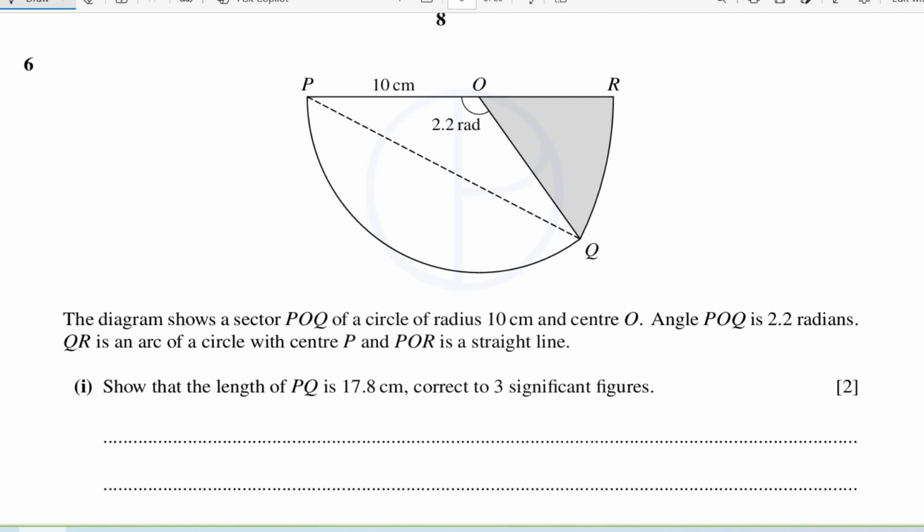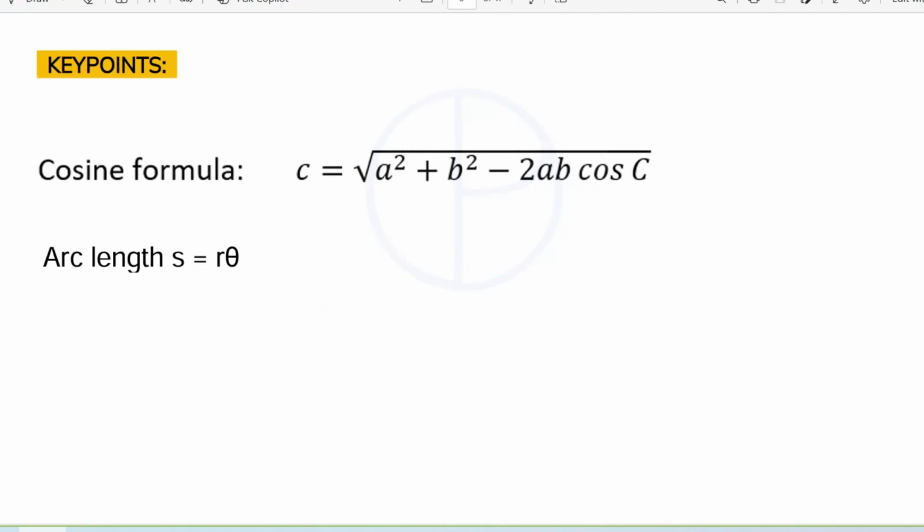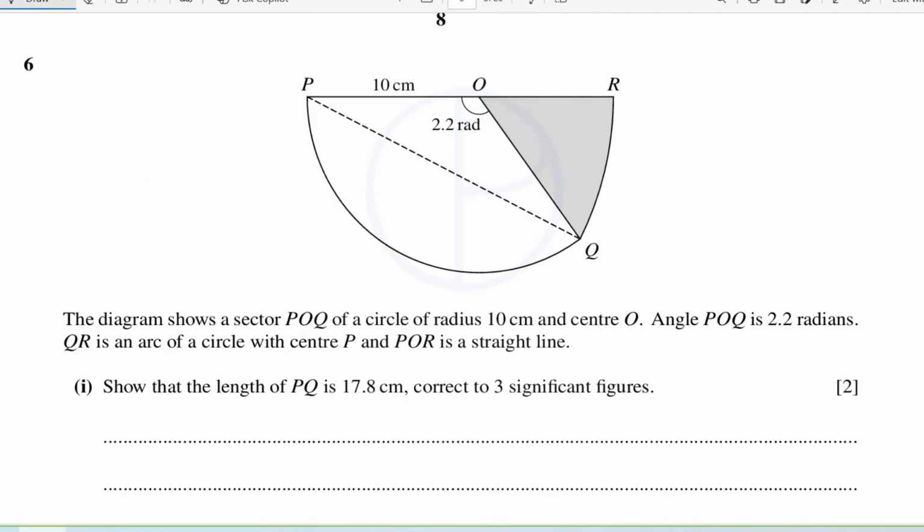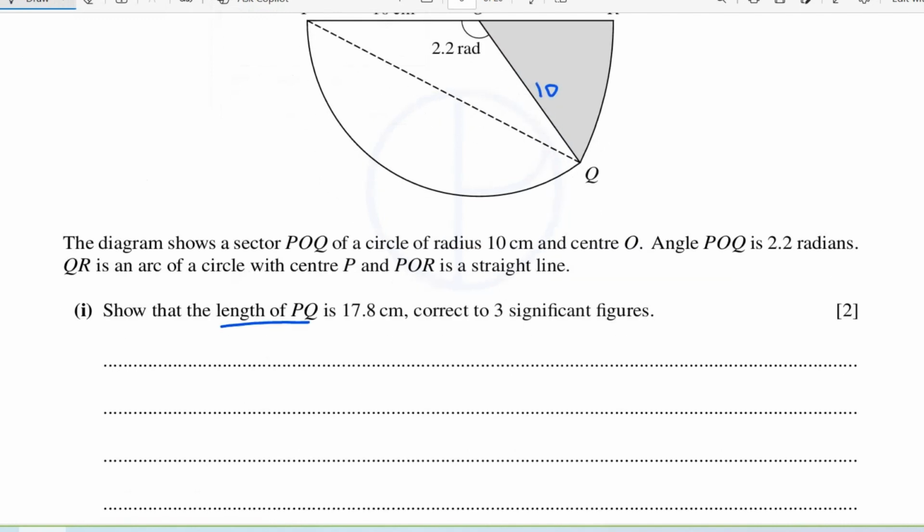To solve this question, these are the formulas we are going to use. That is the cosine formula and the arc length formula. To find the length of PQ, in the sector PO is 10 cm, then OQ is also 10 cm. And in the triangle POQ, we know two sides and one angle. So to find the third side of a triangle, we are going to use the cosine formula.